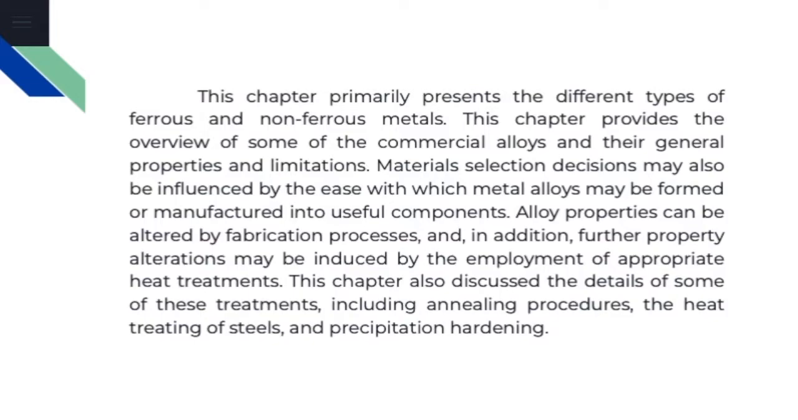Material selection decisions may also be influenced by the ease with which metal alloys may be formed or manufactured into useful components. Alloy properties can be altered by fabrication processes, and in addition, further property alterations may be induced by the employment of appropriate heat treatments. This chapter also discusses the details of some of these treatments, including annealing procedures, the heat treating of steels, and precipitation hardening.